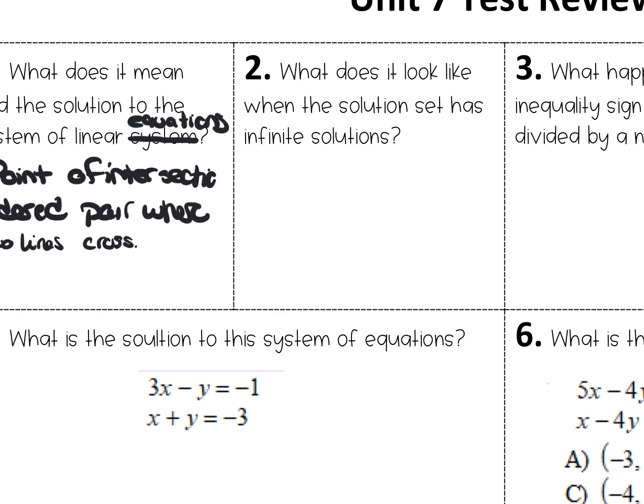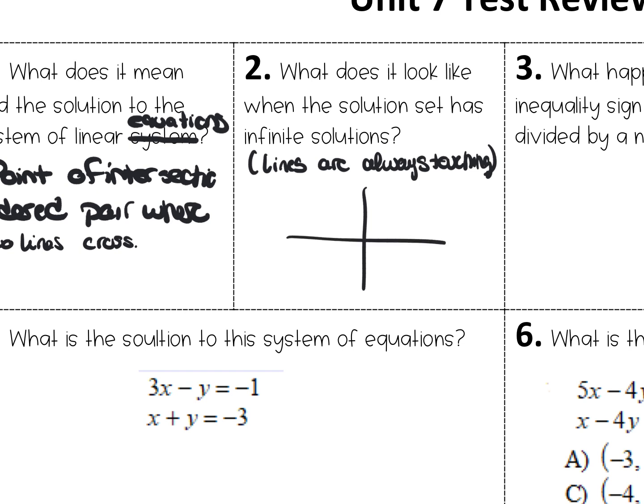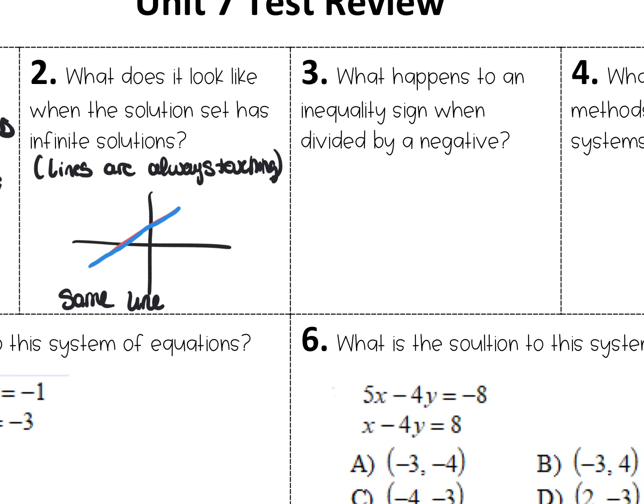What does it look like when the solution set has infinitely many solutions? What that means is that the lines are always touching. So if I were to graph something where two lines were always touching, so here's one, and then I draw on top of it, it looks like the same line. And it looks like just one line, one on top of the other.